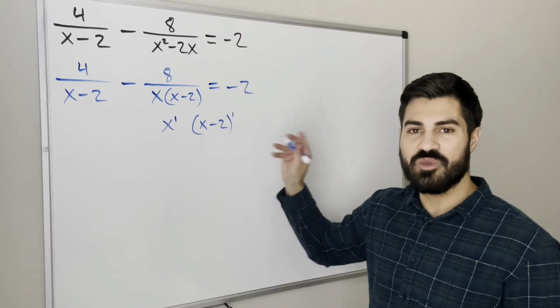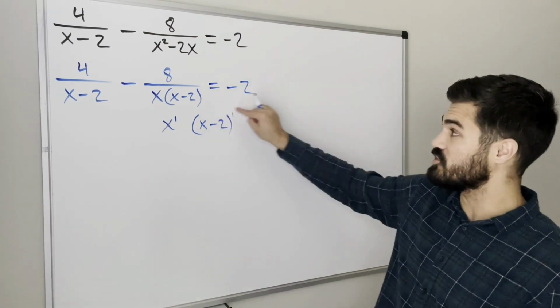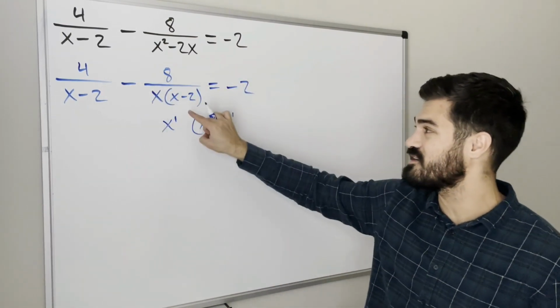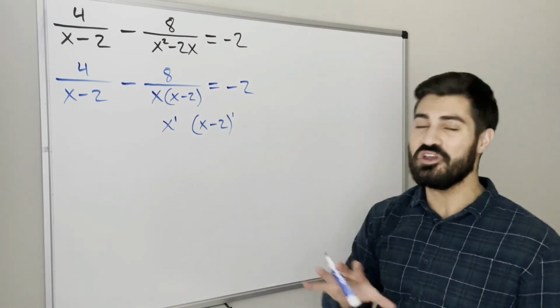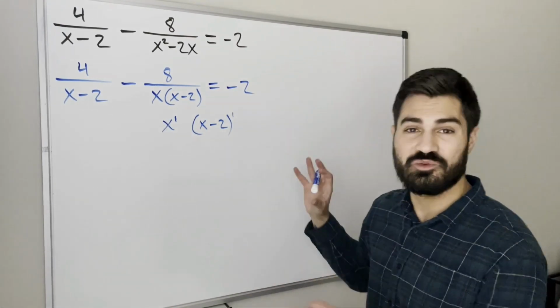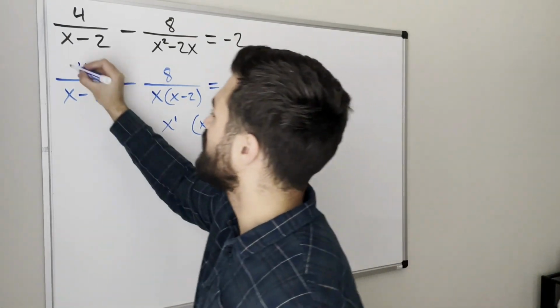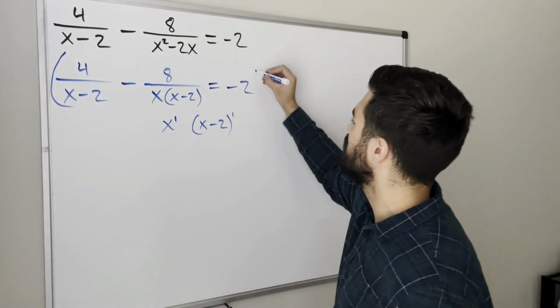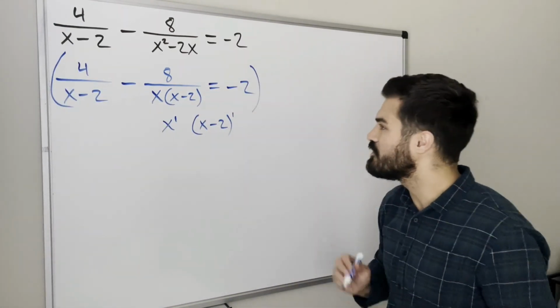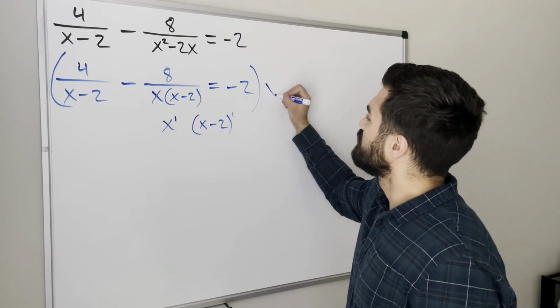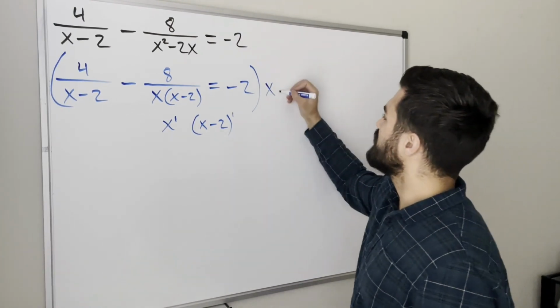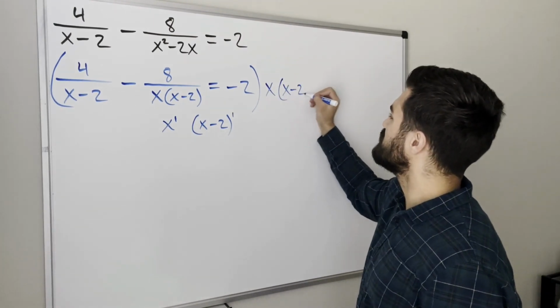If you have a different method of doing this, that's awesome. If you can just look at this equation and tell that it's x times x minus 2, that's awesome. If not, you'll get there eventually. Really, we just need a method to find the least common denominator, so we can multiply both sides of this by it. Whatever method works for you, use that method. We're going to multiply both sides by x times x minus 2.